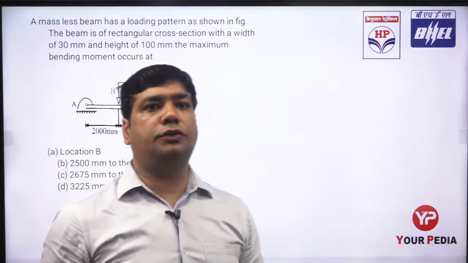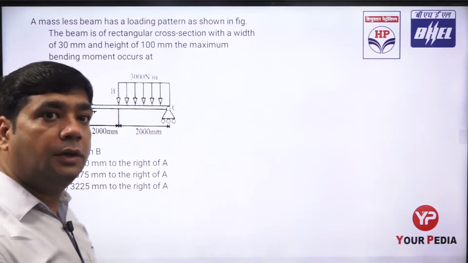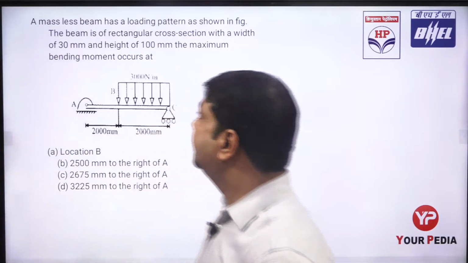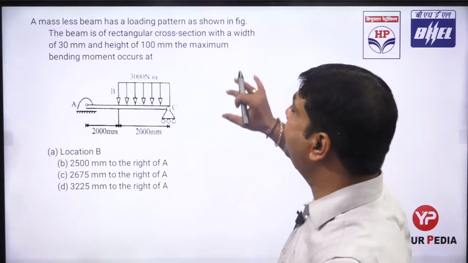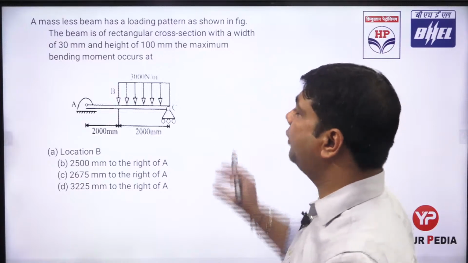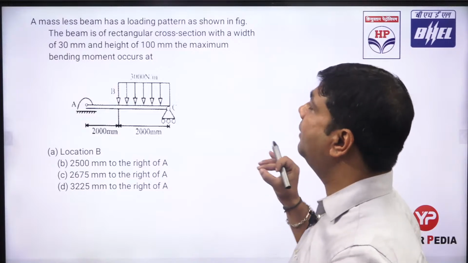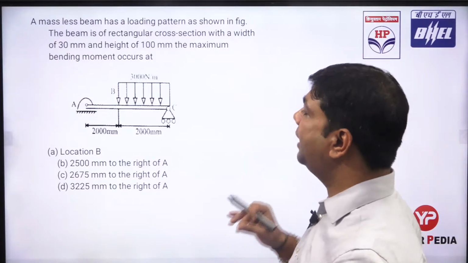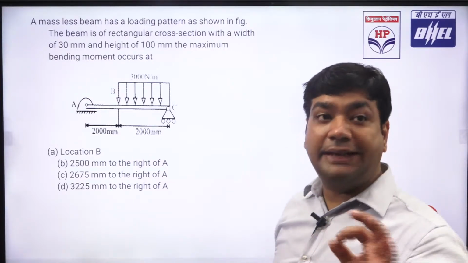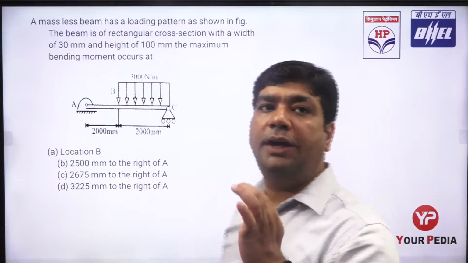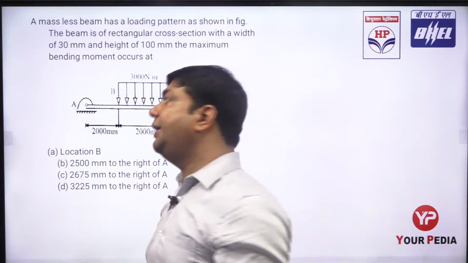So we're just going to solve. One student gave the answer. Okay, it says that a massless beam has a loading pattern as shown in the figure. The beam is of rectangular cross section with a width of 30 mm and height of 100 mm. The maximum bending moment occurs at... It is asking the location of the maximum bending moment.